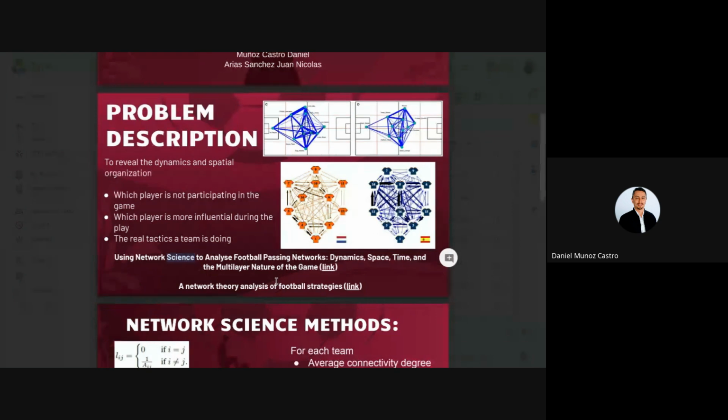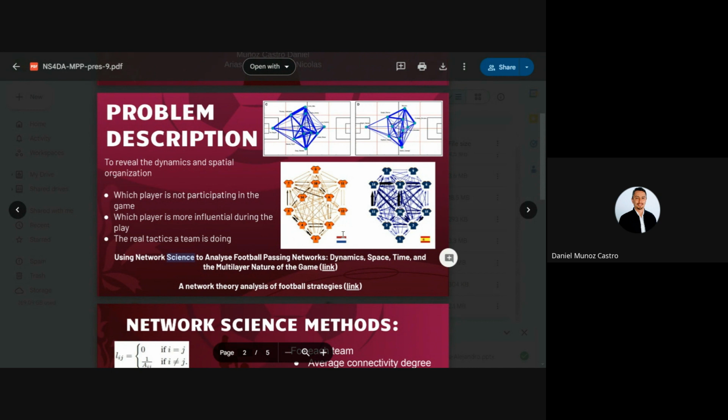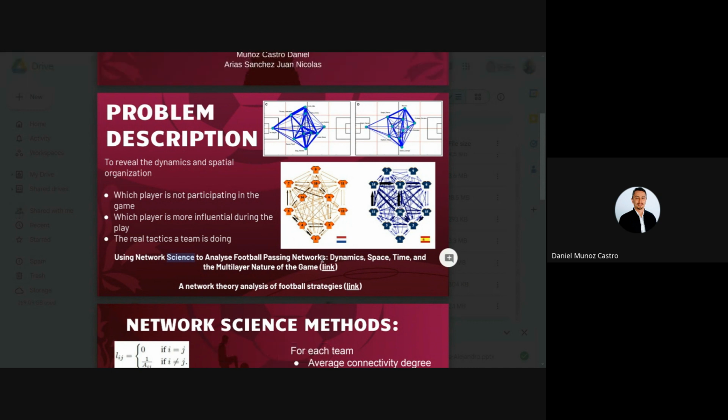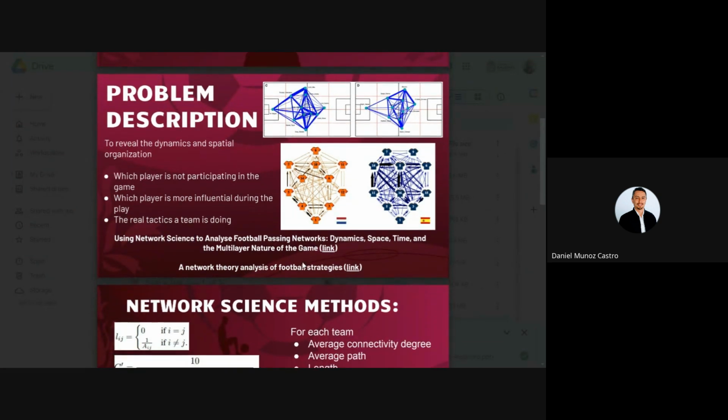That information was a matrix that had the passes between each player, and how many passes every player has made to the other, in the Real Madrid and in the Barcelona team.